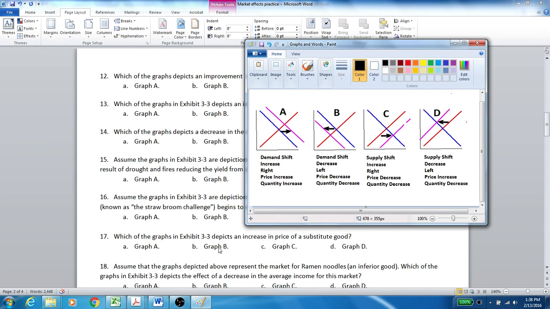Number 17. Depicts an increase in the price of a substitute good. Well, if there's some substitute good that we could buy instead of our good, but since it's more expensive than ever, then that's going to cause an increase in the demand for our good because the substitute good is more expensive than it used to be. That's also A, once again, an increase in demand causing an increase in price of our good and an increase in the number of units of our good being sold.